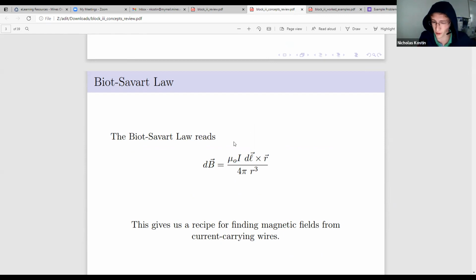But it's a little bit more complicated at the same time. You have a cross product that you didn't have in Coulomb's law. You have the dl, which represents some infinitesimal length along which you're moving. And you have the r vector, which points the same as in Coulomb's law, from your source to your observation point. So it'd be pointing from whatever's producing that magnetic field, whatever is carrying the current, to wherever you want to observe. And then little r is just the magnitude of the r vector.